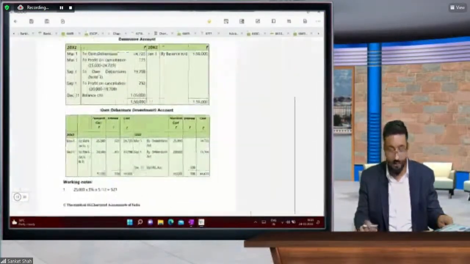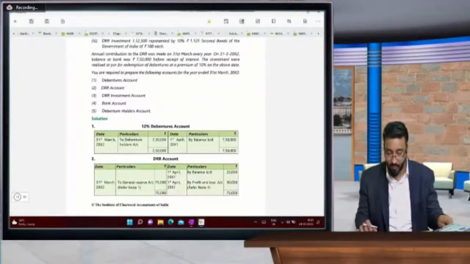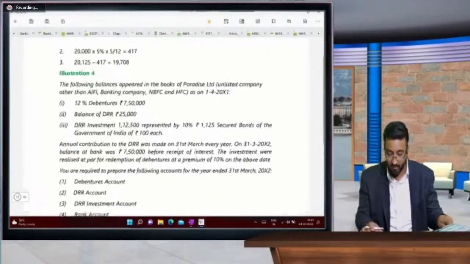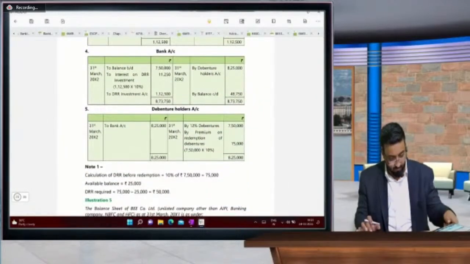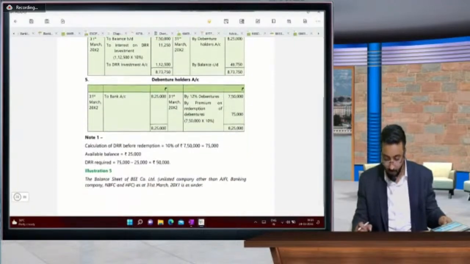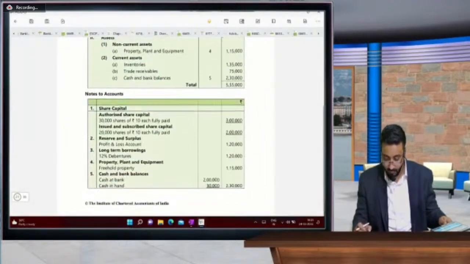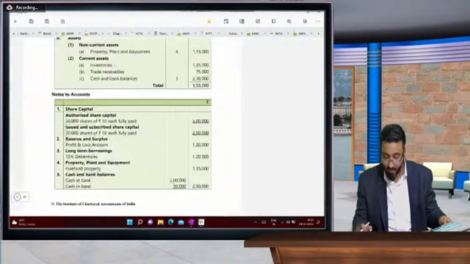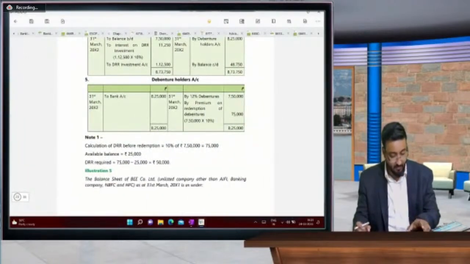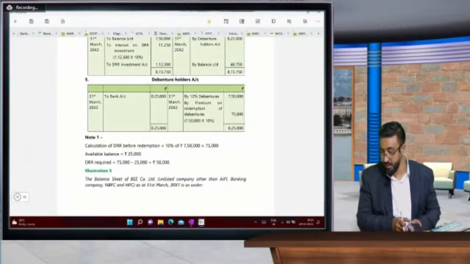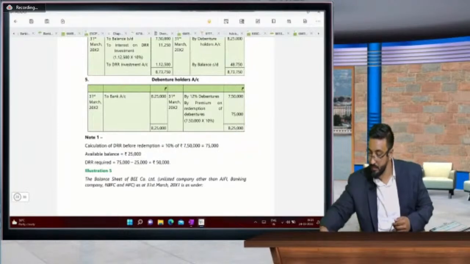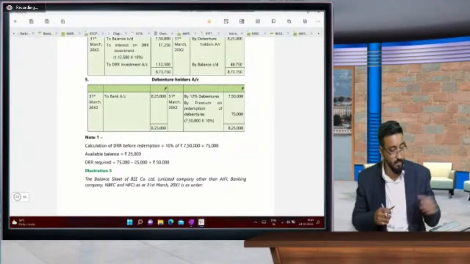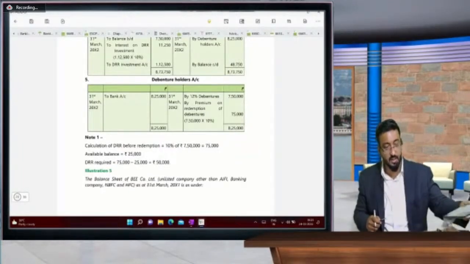Welcome back once again, beta, all of you. Chalo, let's start illustration number 4. Yes. Easy or difficult one? Anyone who tried this?